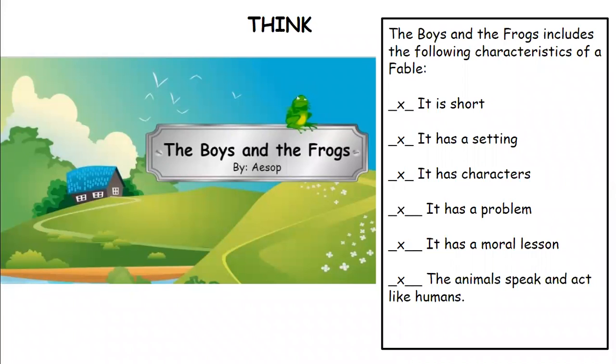Now let's think for a second. Last week or the week before, we read a fable titled The Boys and the Frogs by Aesop. Now in that story, it included some of the elements of a fable. It was short, it had a setting, which was the pond, it had characters who were the frogs and the boys, it had a problem.